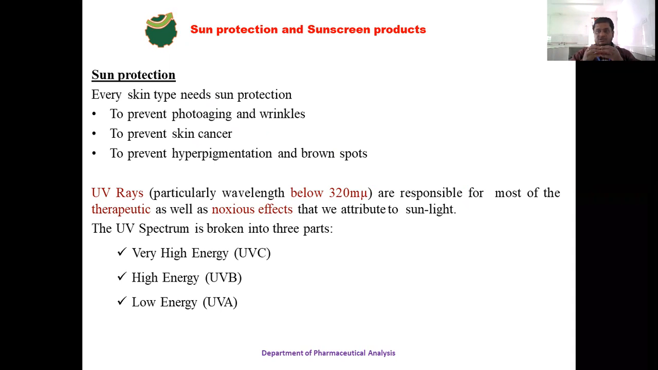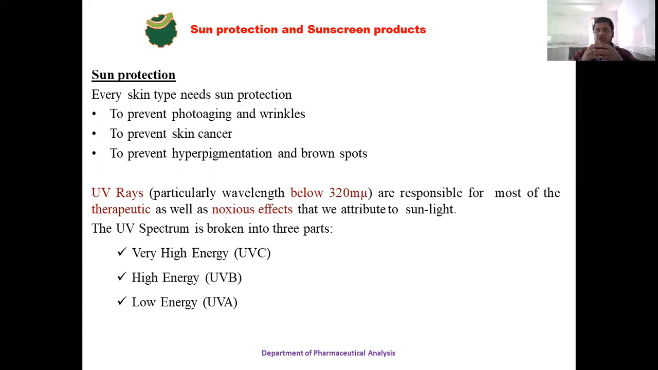Whenever any person comes in contact with sunlight or is exposed to sunlight for a long time, there is definitely a chance of photoaging, wrinkles in the skin, skin cancer, and hyperpigmentation, meaning more production or synthesis of melanin, which is a natural pigment in our skin. Because of hyperpigmentation, the skin becomes dark, and brown spots appear. Those are the problems anyone can face if exposed to sunlight for a long time.